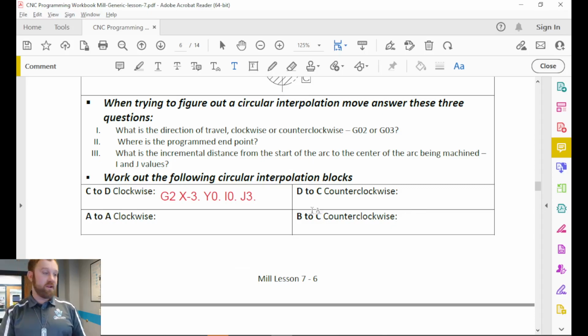So go ahead, and I'm going to give you a few minutes here to put your clockwise or counterclockwise, your X and Y endpoint, which is going to be the endpoint. So this is going to be the C location, this is going to be the A location, this is going to be the C, and then your I or your J values that you need. Try to do those. Okay, I'll give you 4 minutes. Don't feel rushed. We're going to do them together.